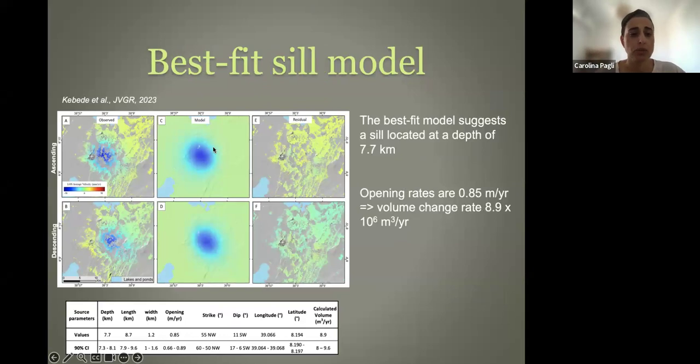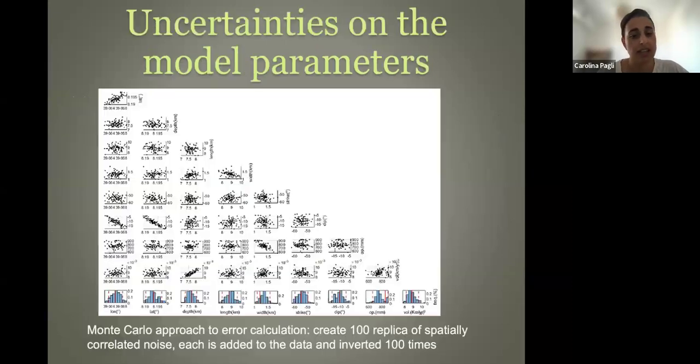We tried different solutions. We sometimes impose the sill to be horizontal or let it be free to have a dip. But the best fit solutions are very similar. The dip is about 0 to 11 degrees, so sub-horizontal. And we were also careful to estimate the error bars on our model parameters. As an example, I'm showing them here.